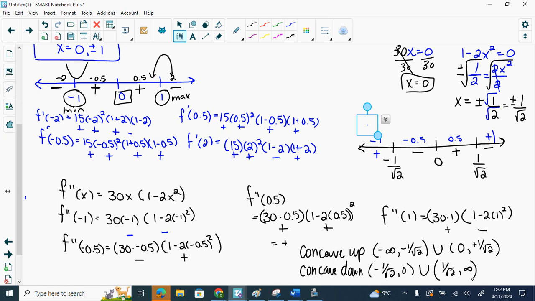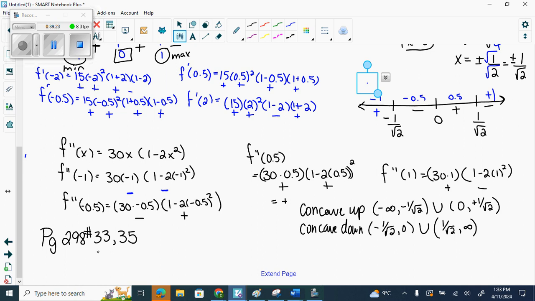I'll put them on the board. So this is from the Monday, page 298, number 33 and 35. I want you to be able to do the whole question, so it has all the extra. Well, 33 and 35 says find local max and min, concavity, and then sketch the graph. So just 33 and 35.